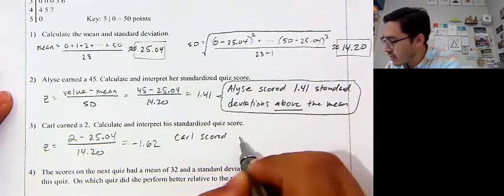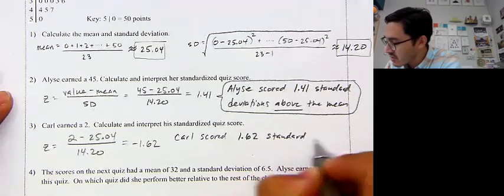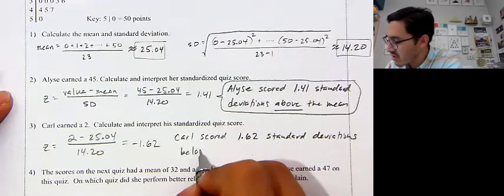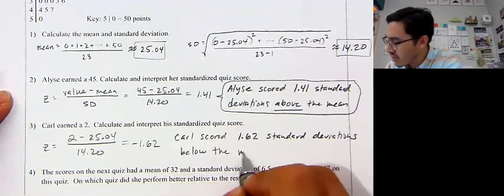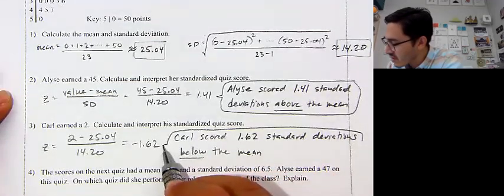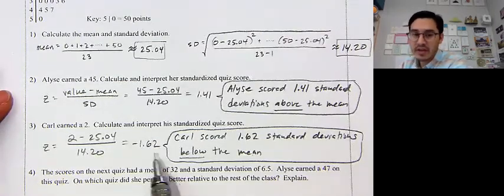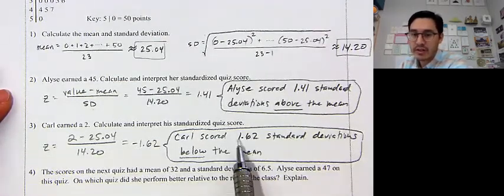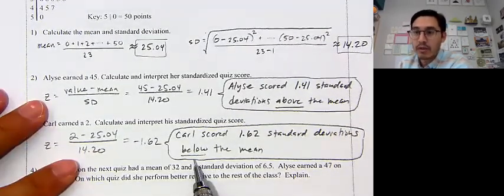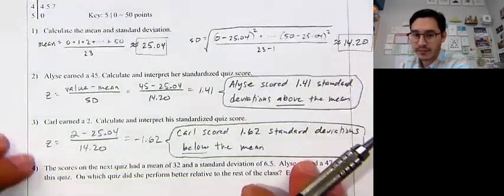Okay, so Carl scored 1.62 standard deviations below the mean. Okay, so you'll notice that even though the calculation came out negative, in my interpretation, I don't include the negative sign. Rather, I just use the word below, right? That's my interpretation of the negative sign, is that his score is below the mean.